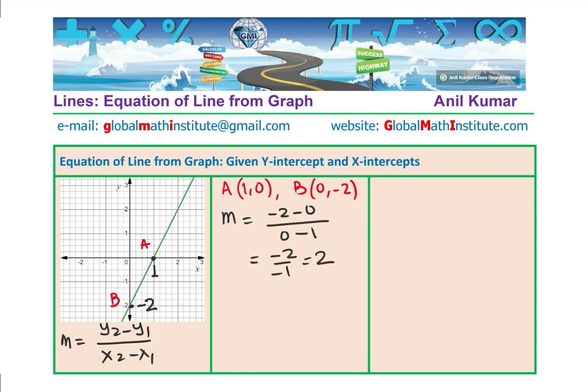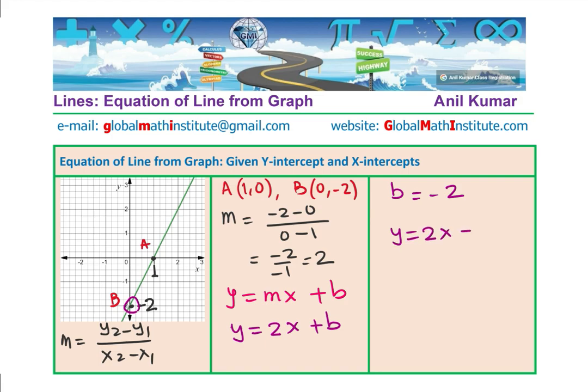So slope is 2. So in the equation y equals mx plus b, I can substitute 2 for slope, giving me the equation y equals 2x plus b. Now the value of b is already given to us. We know b is minus 2, and therefore the equation of the line should be y equals 2x minus 2. Is that clear to you? Simple as that. Perfect, right? So that is how you do it.